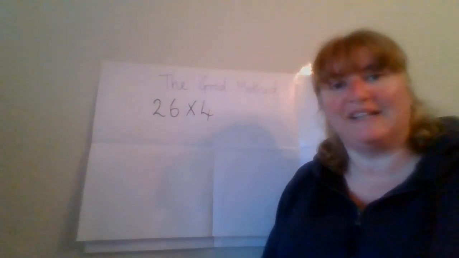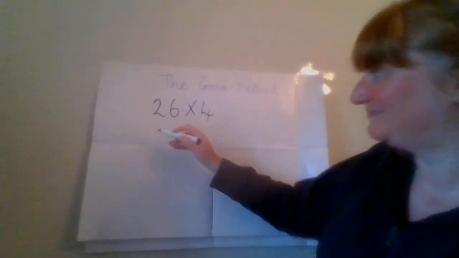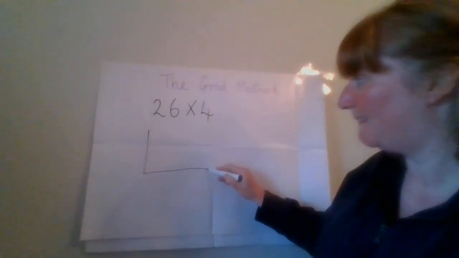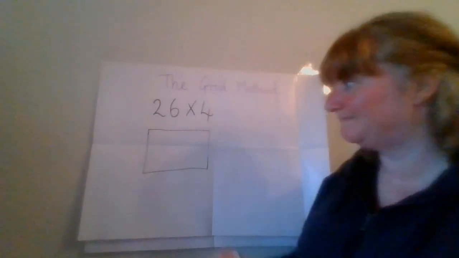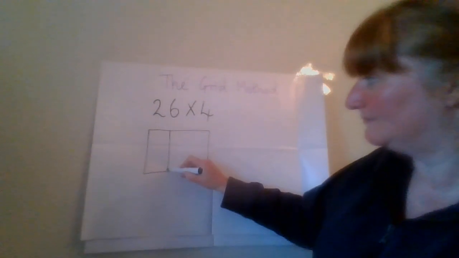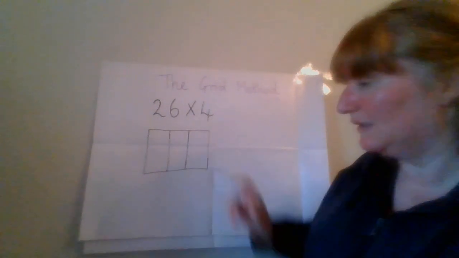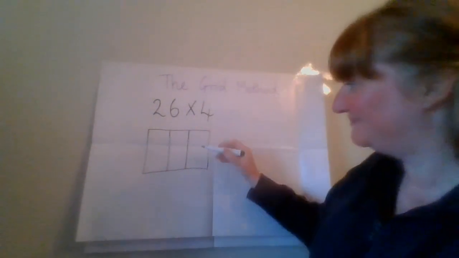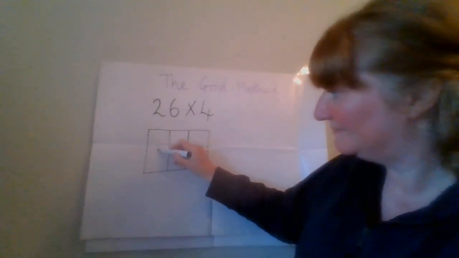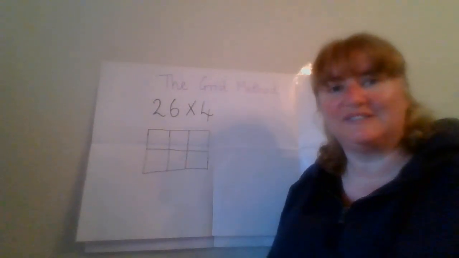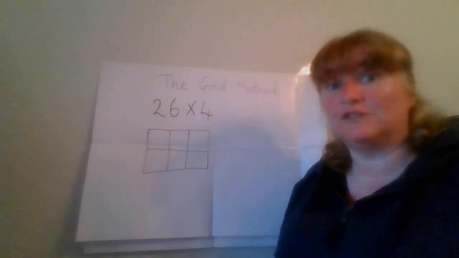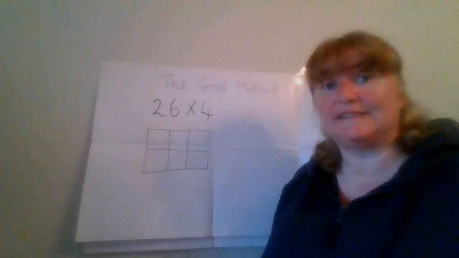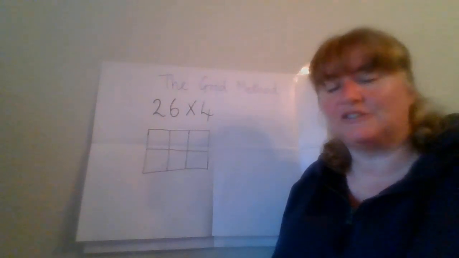So I'm going to draw myself a grid. Nice big box. Two lines down. And one line across. And I now have a grid that I can use to help me solve this sum. All I've got to do now is put the numbers from my sum into my grid. So let's have a look at how we can do that.